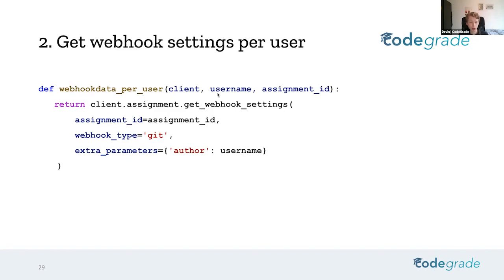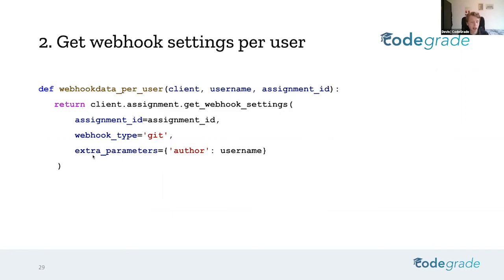for each student. So we give the client again, and we give the username of this individual student, and again, the assignment ID. And then from the assignment, we say get webhook settings. We provide the assignment ID. We say that the webhook type is Git. And in this case, all webhook types are Git. But perhaps in the future, we'll add something to this. But for you now, you can always leave this to Git.